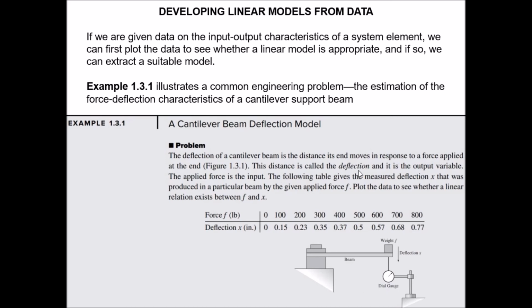The distance is called the deflection and it is the output variable. The applied force is going to be our input. The following table down here gives the measured deflection x that was produced in a particular beam by the given applied force F. So we have our force and deflection here in this table. They want us to plot the data to see whether a linear relation exists between F and X.